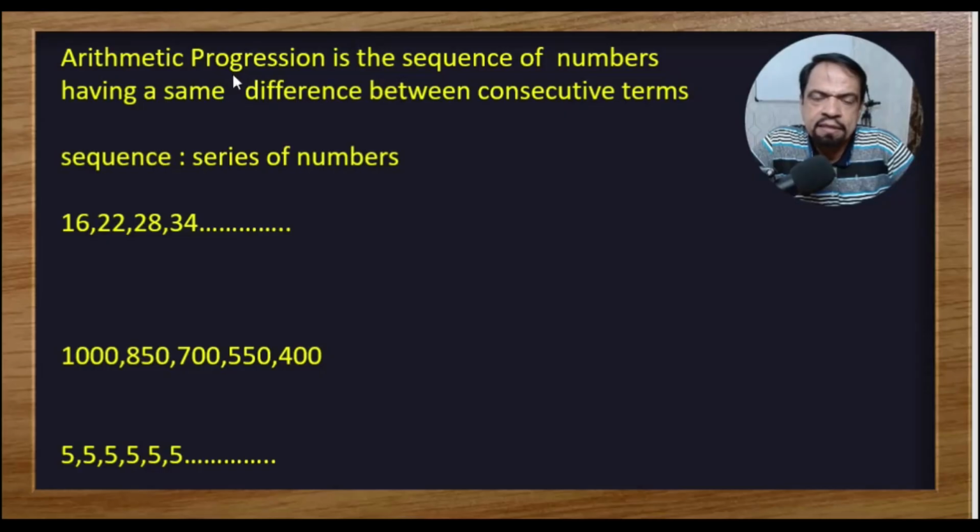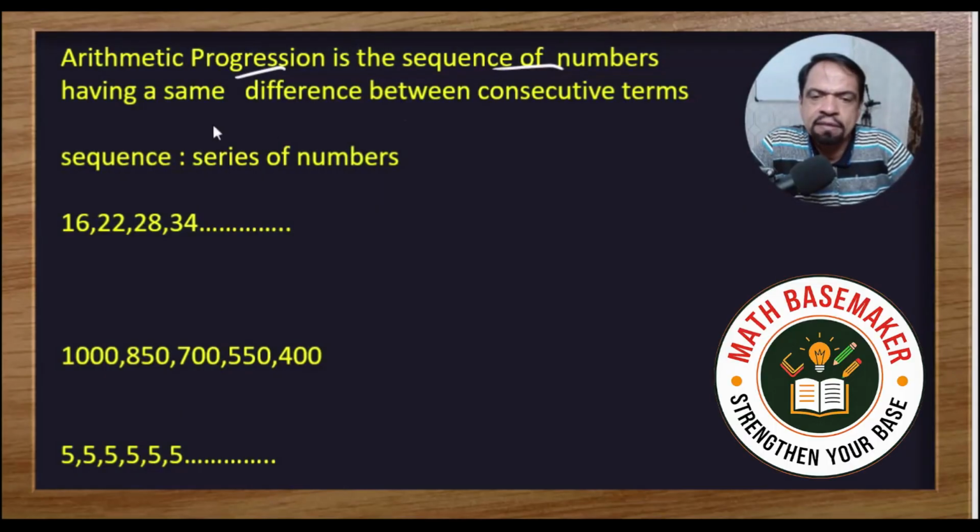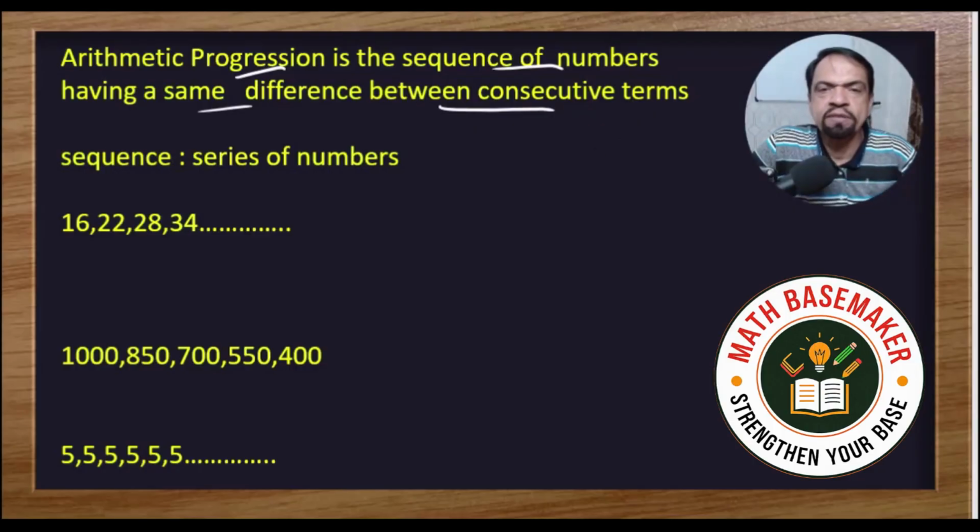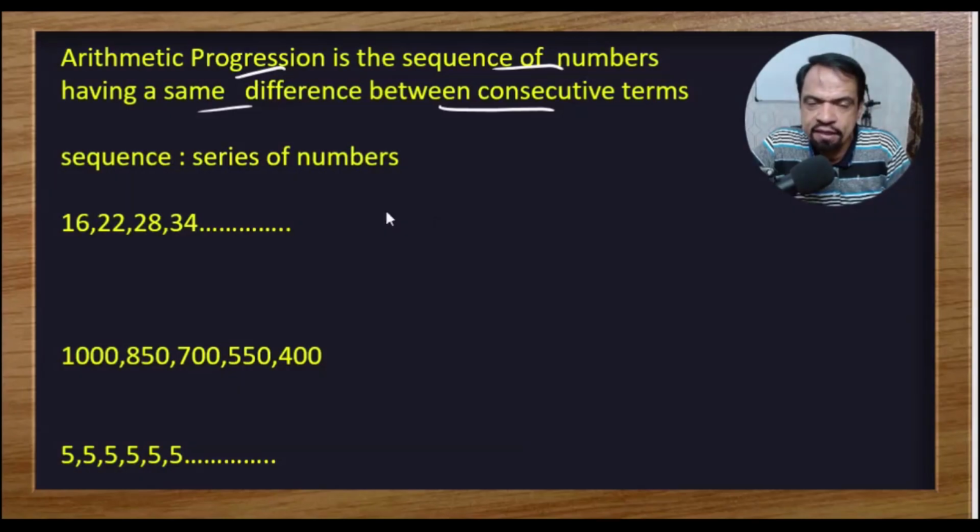Arithmetic progression is a sequence of numbers having the same difference between consecutive terms. Arithmetic progression जिसको शॉर्ट में हम AP बोलते हैं, ऐसी सीरीज जिसके consecutive terms में difference same हो. जैसे मैंने एग्जाम्पल बना के रखे हैं 16, 22, 28, 34 एंड सो ऑन. इनमें डिफरेंस आप देखिए. डिफरेंस हम कैसे देखेंगे? आगे की टर्म माइनस पीछे की टर्म. सी 22 माइनस 16 इट इज 6. 28 माइनस 22, 6. 34 माइनस 28 इट इज 6.